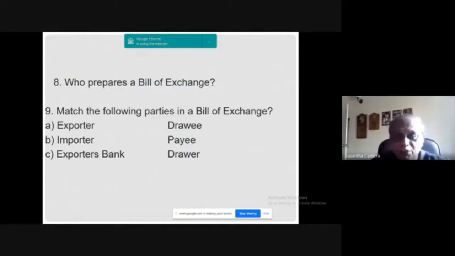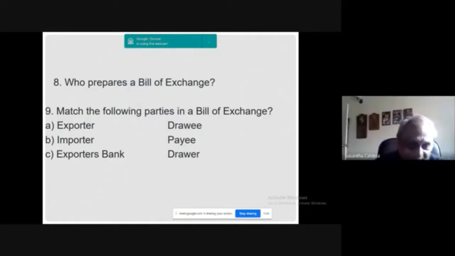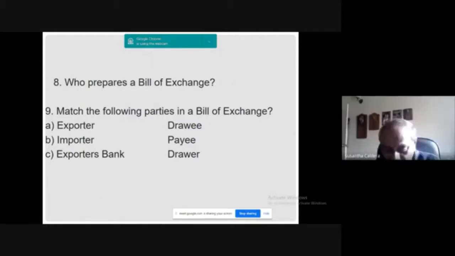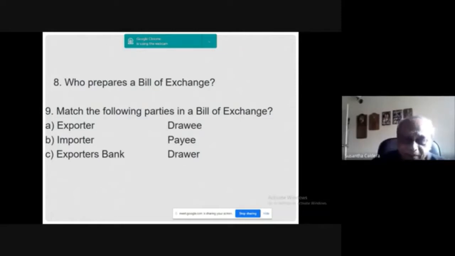Who prepares the bill of exchange? The buyer or seller? Seller. Now match the following parties in the bill of exchange. The exporter is the drawer. The importer is the drawee. Then the exporter's bank is the payee.